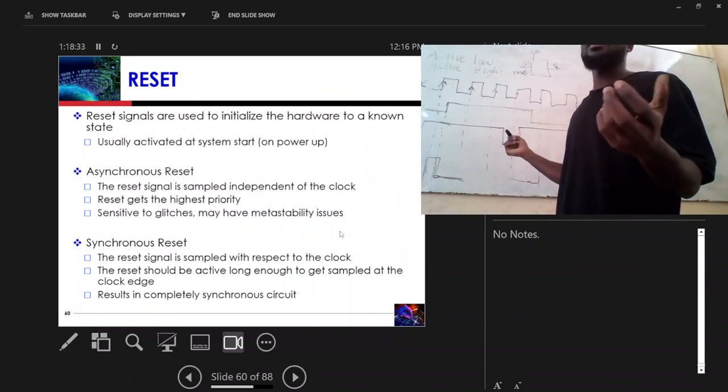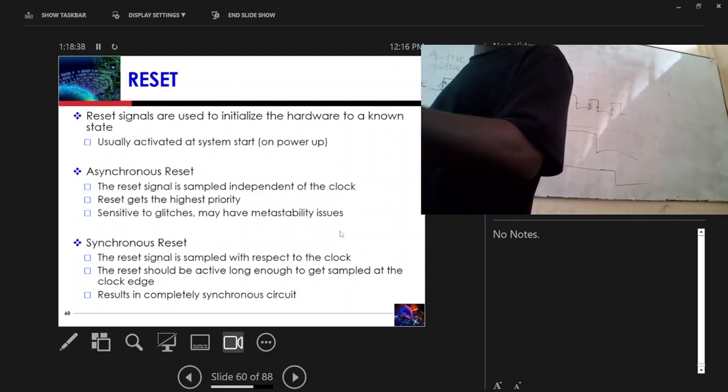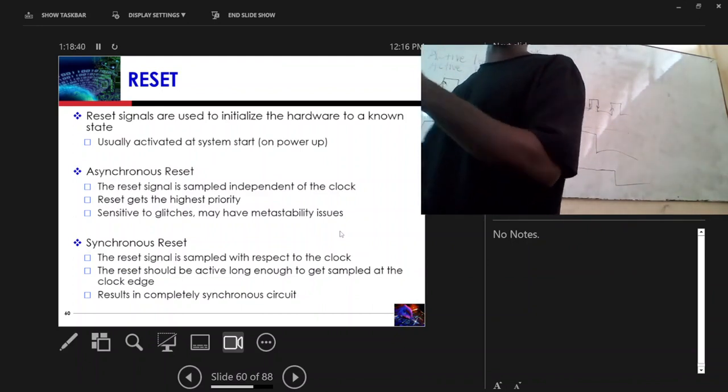Understood. So here the reset does not depend on the clock. It resets immediately.